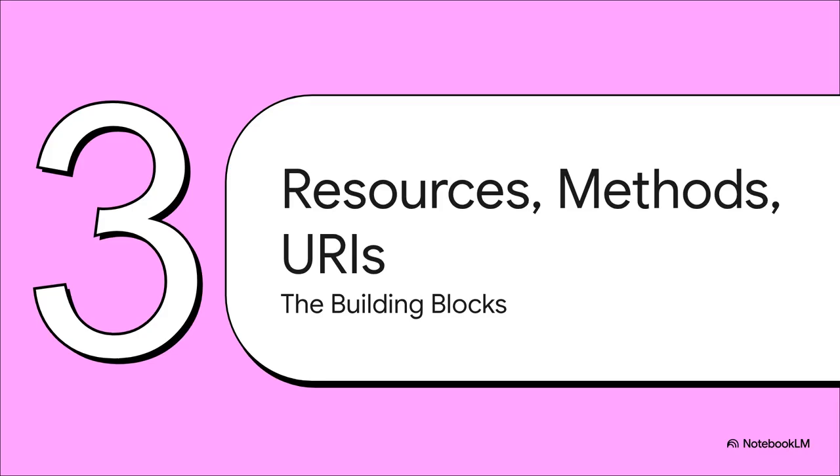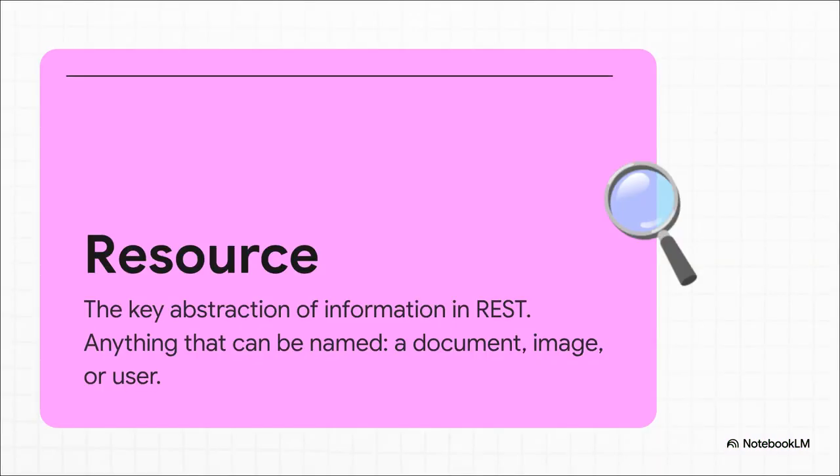Okay, so we've got the principles, but what do we actually build with? The foundation of any REST API has 3 main building blocks: resources, URIs, and methods. A library is actually a great analogy here. In REST, we think of everything as a resource, a user profile, a product, even a search result. They're all resources. And just like every book in a library has a unique catalog number, every resource has a unique address called a URI, so we know exactly how to find it.